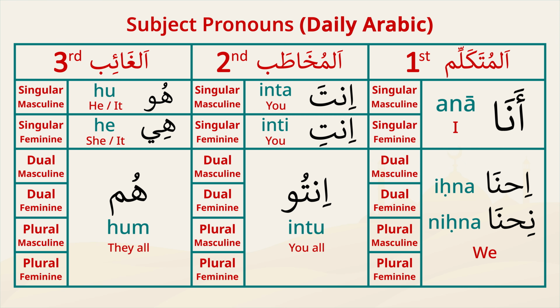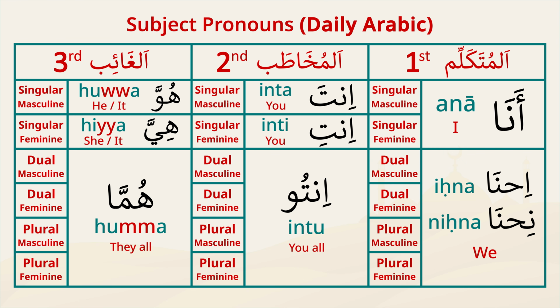While in the Egyptian and the Levantine dialects, they use the same pronouns in Standard Arabic, but after adding a doubling at the end, like this. هو, هو, هي, هي, and هم, هم. While in some Levantine countries, the plural becomes هن, هن, but just stick to هم. It is the most popular.